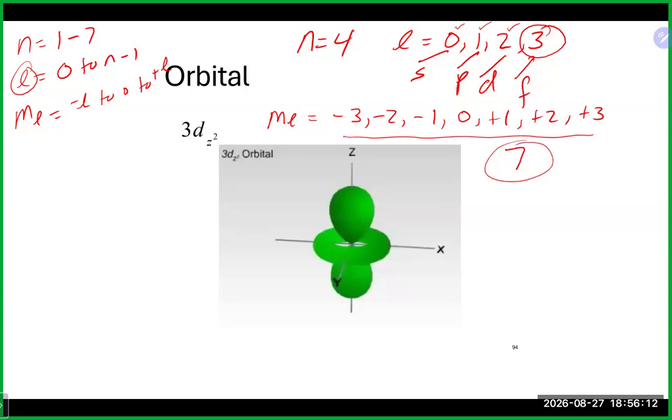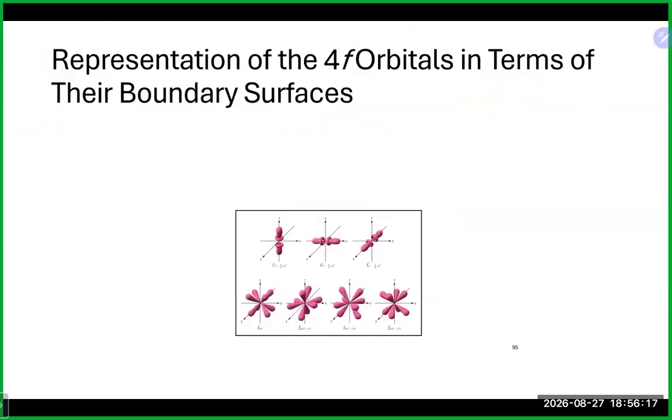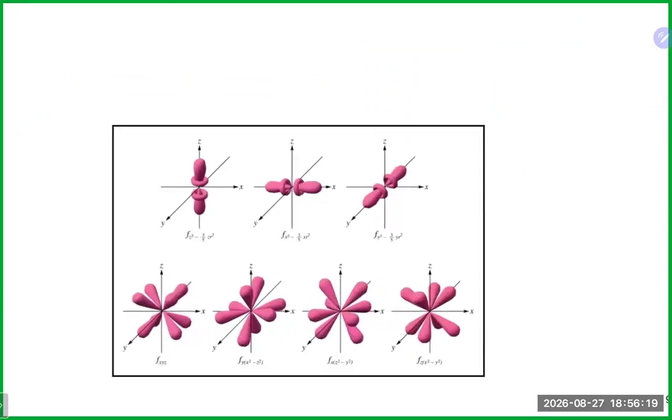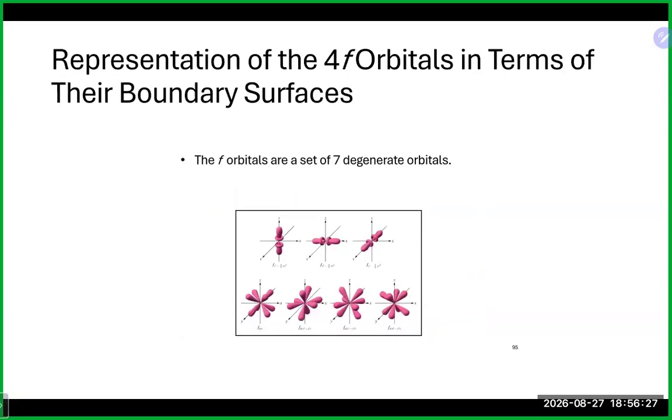So again, this is the basis for the existence of the 7 f orbitals. And those 7 orbitals look like this down here, kind of a couple d orbitals squished together in a lot of cases. And again, the f orbitals do not begin until you get to your fourth energy level.